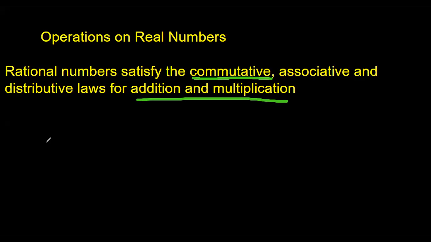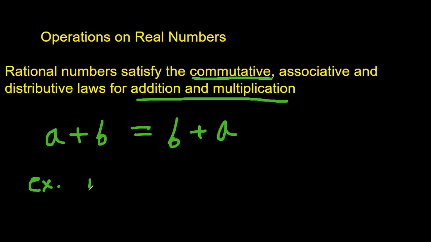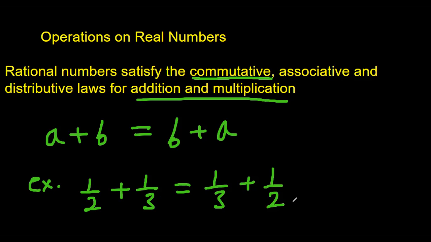That means if you take any two rational numbers, say a and b, then a plus b will be the same as b plus a. So this is the commutative law of addition. For any two rational numbers, you can see one example like 1 by 2 plus 1 by 3 will be the same as 1 by 3 plus 1 by 2. And this is called the commutative law of addition of rational numbers, right?